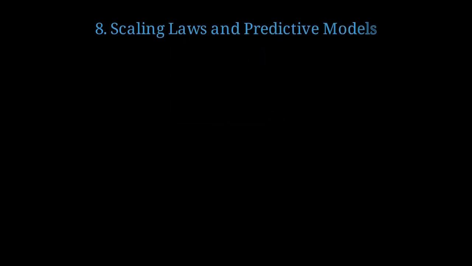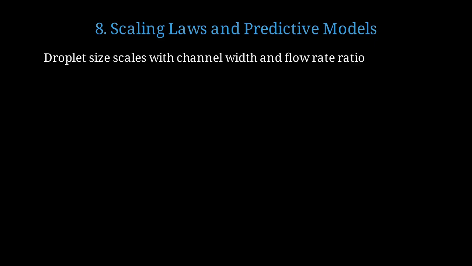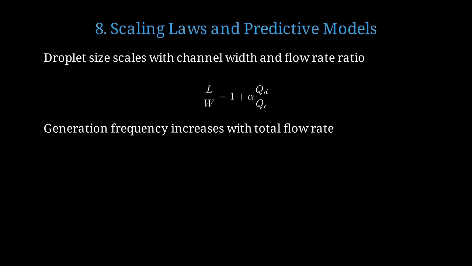Scaling laws allow us to predict droplet sizes and frequencies from operating parameters. The size of droplets produced scales primarily with the channel width and the ratio of dispersed to continuous phase flow rates. A simple scaling law says droplet length over channel width equals 1 plus alpha times the flow rate ratio, where alpha is a geometry-dependent constant. The frequency of droplet generation increases linearly with the total flow rate through the junction. Frequency equals the sum of flow rates divided by the average droplet volume, giving a direct relationship.